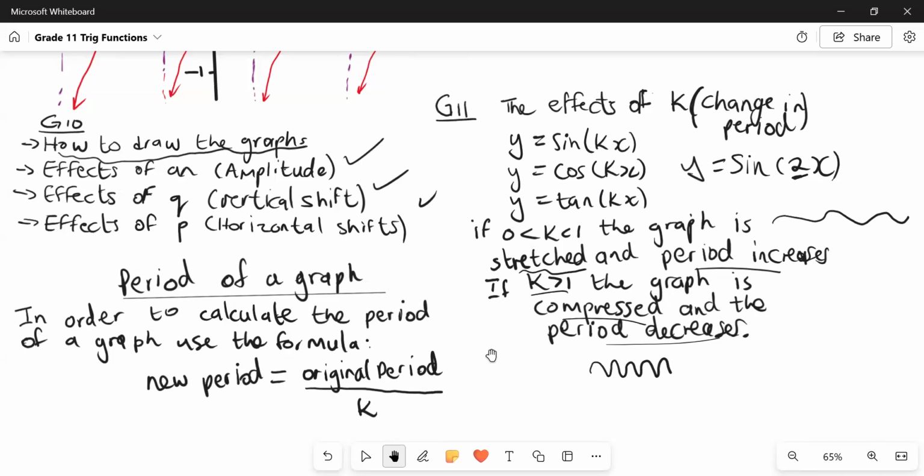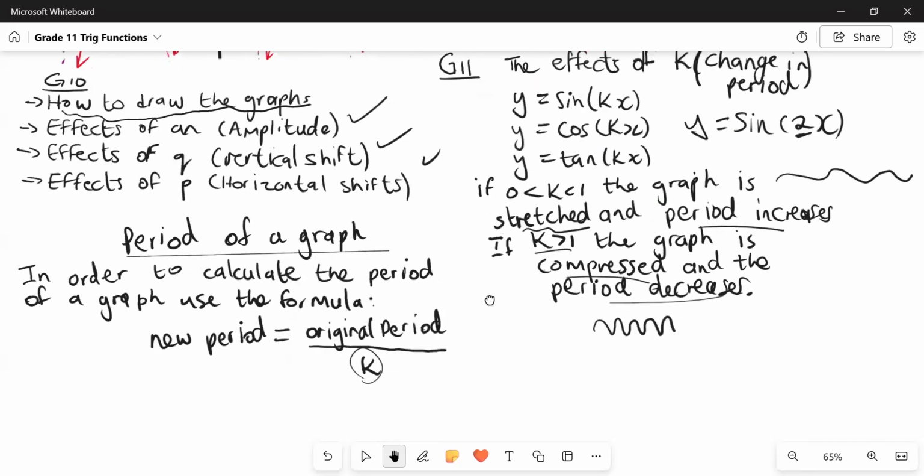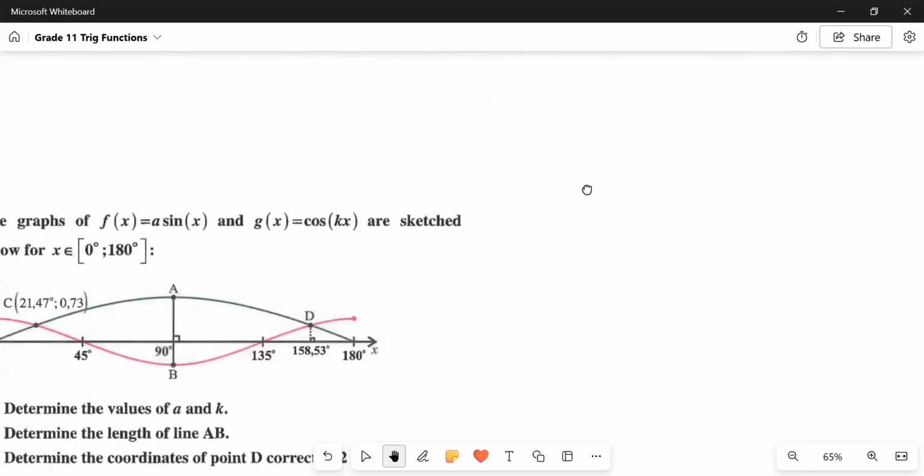And then we move to the period of a graph. In grade 10, the period doesn't change, but in grade 11, that's when the period changes. So in order to calculate the period of a graph, we use the formula: new period equals original period divided by k, right? So in grade 11, we mainly focus on, yes, drawing the graphs, and then we also interpret them. So for now, I want us to interpret the graphs. Here's an example.